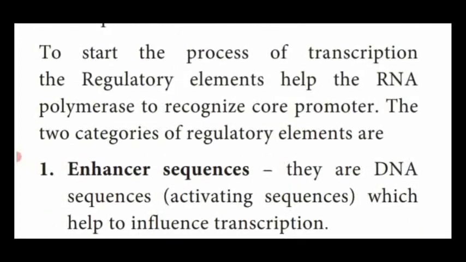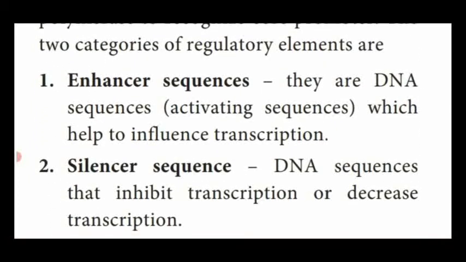These regulatory elements are the starting point of the transcriptional process, helping the RNA polymerase to recognize the core promoter, and are divided into two: enhancer and silencer. Enhancer means they promote the transcriptional process. Another one, silencer, means they stop the transcription process or decrease it.